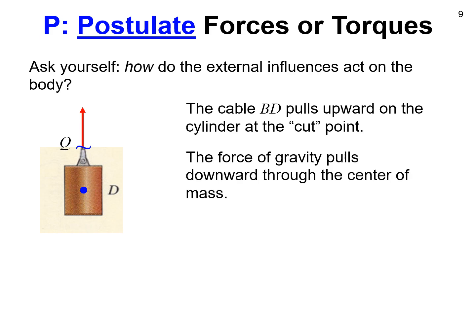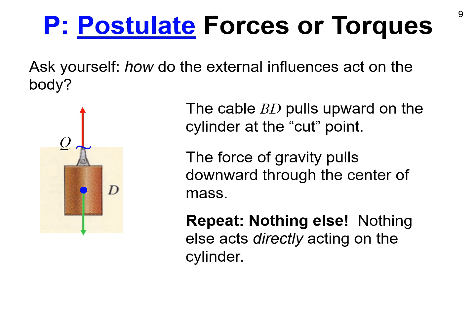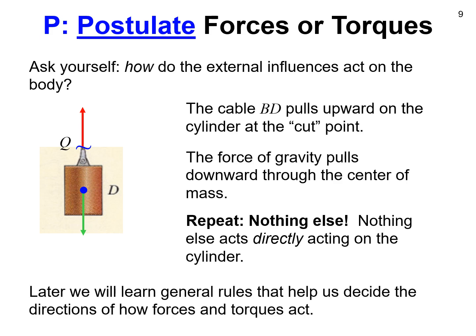Now with gravity, we also know that gravity pulls us downward toward the Earth, and so we'll symbolize the gravity force with an arrow going down. And I'll repeat, there's nothing else to draw on this picture. Even though there were, for example, two other cables, and those cables definitely transmit forces, those cables do not directly act on the cylinder, so therefore those cable forces are not shown on this picture. And later we'll learn some general rules that will help us to decide in general directions of how forces and torques act on bodies.